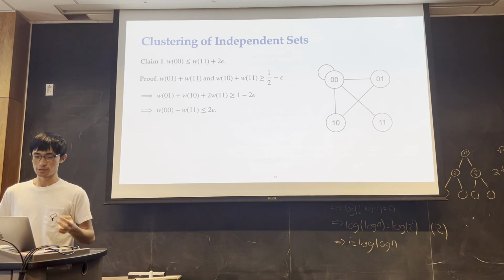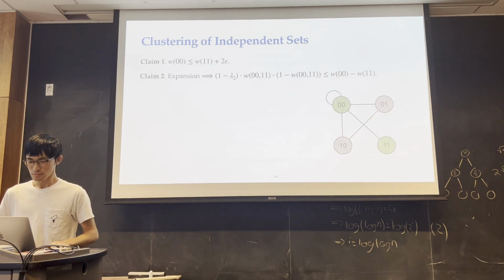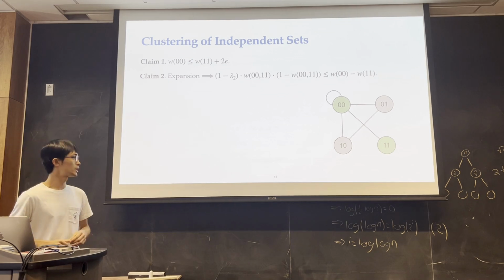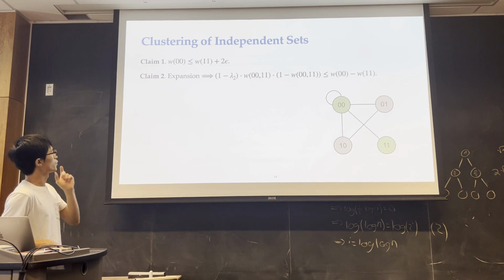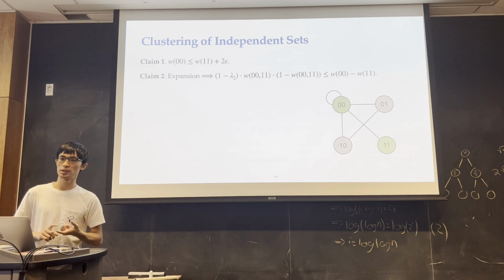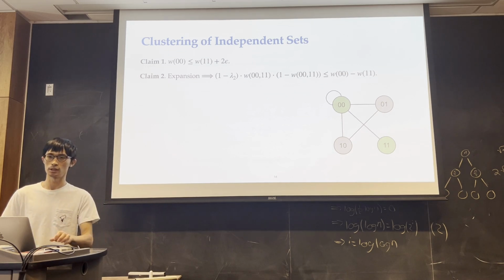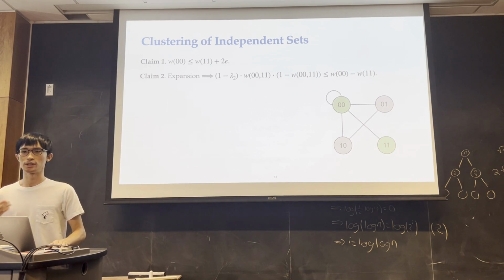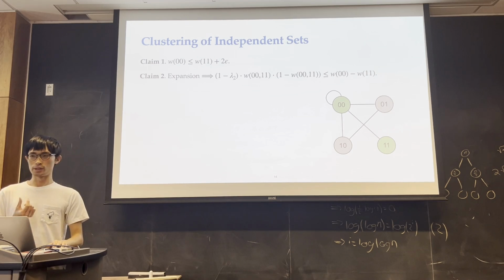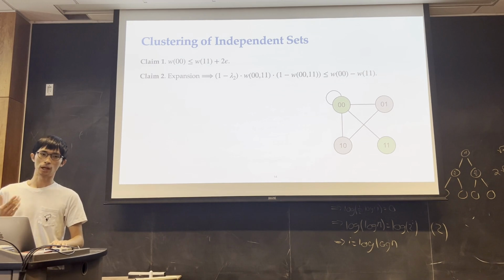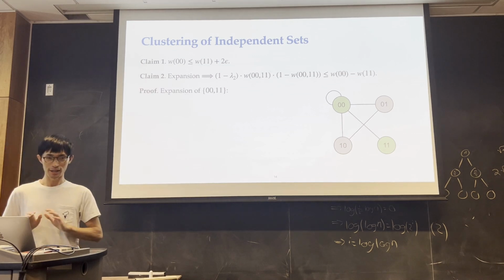Now the second claim uses the expansion. We apply the expansion on this set 0, 0 union 1, 1. The statement is that 1 minus lambda 2, and notice that 1 minus lambda 2 is the second eigenvalue of the Laplacian, so it governs the number of edges that leave the set, times the weight of 0, 0 union 1, 1 times the complement is at most 0, 0 minus 1, 1. Again, the proof is quite simple.